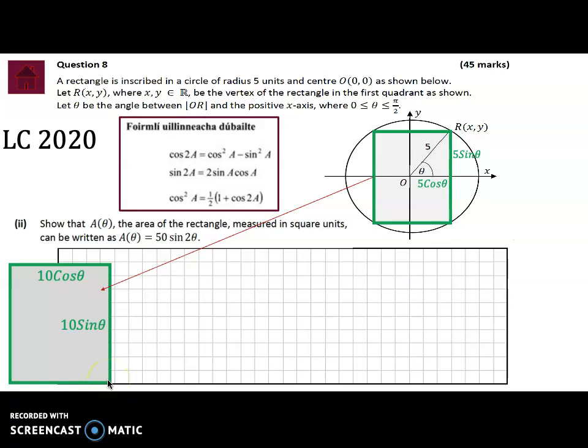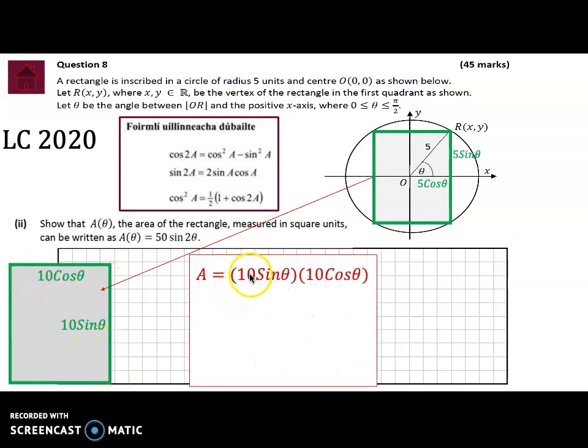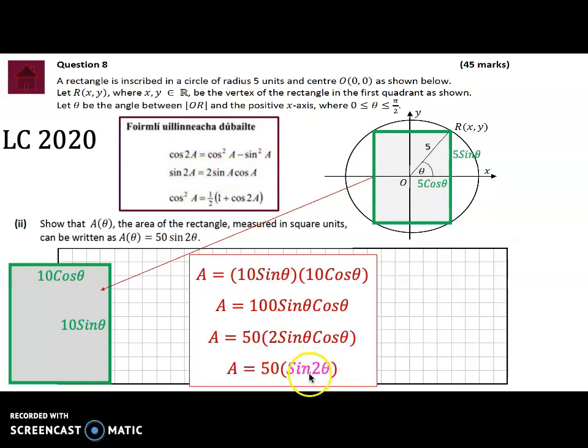Obviously if you want to get the area, it's length by width. So it's 10 sine theta multiplied by 10 cos theta, which is 100 sine theta cos theta. Now, how are we going to turn this into this? We use this formula here, so we can rewrite this. If we take 50 out of this, we're left with 2 sine theta cos theta, and lo and behold, that's the identity we're looking at. So instead of 2 sine theta cos theta, we can write sine 2 theta, and that's pretty much what we were looking for here.